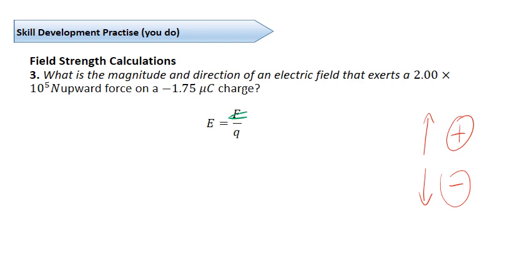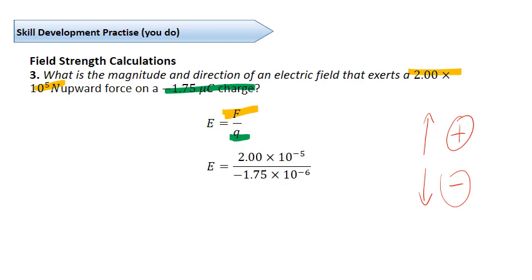Substituting in our new known values, F is 2 times 10 to the 5 and Q is 1.75 times 10 to the negative 6. Putting that into a calculator, you should get 11.4 newtons per coulomb. Now I've got downward here because my answer is negative, which means that the direction of my electric field is downwards.